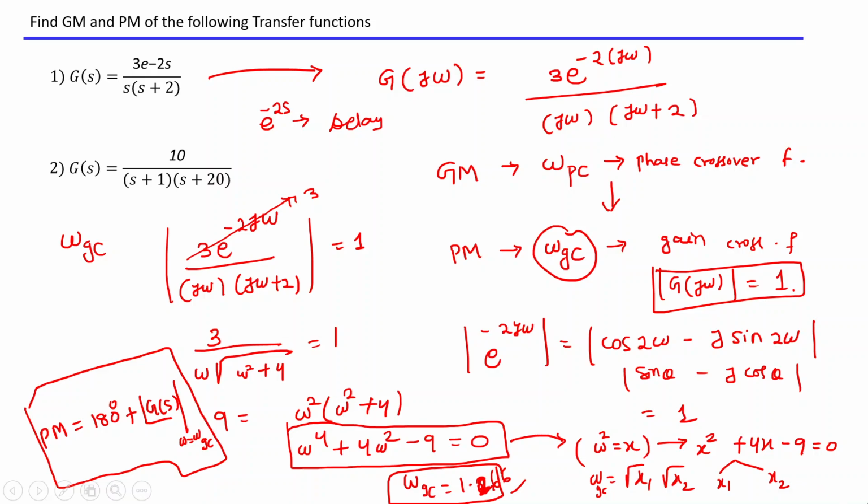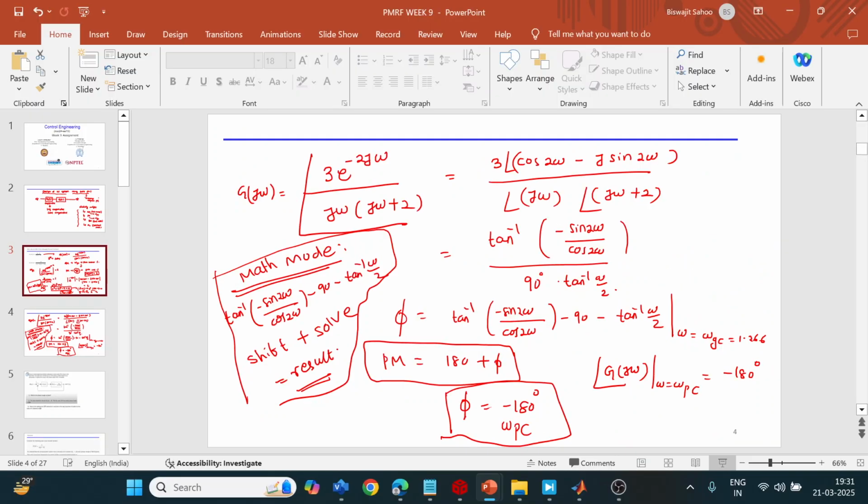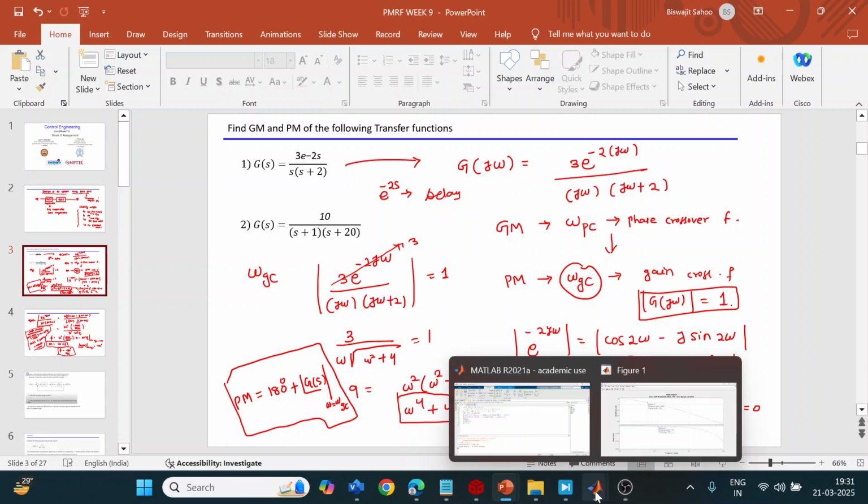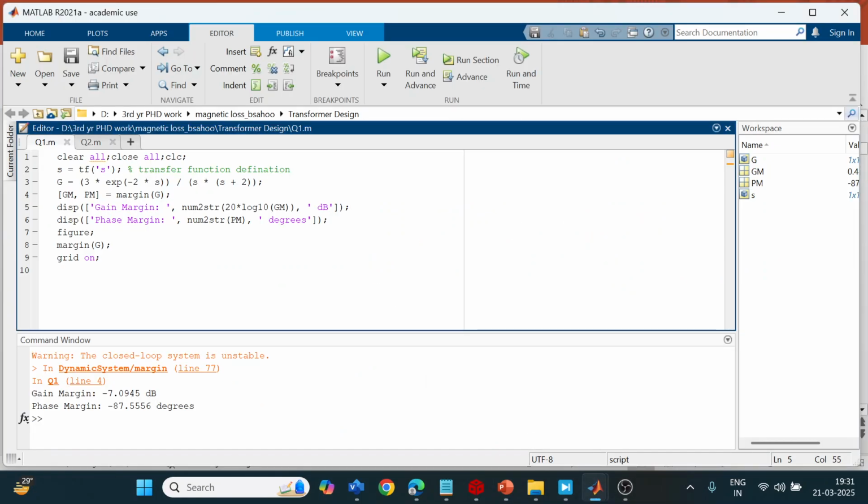Okay, you know the procedure to find the gain margin and phase margin. Anyway, you have to solve using pen and paper, but it is better to use MATLAB for hands-on experience. Let me go back to my MATLAB. You have to write 10 divided by (S plus 1) into (S plus 20). So you write the expression.